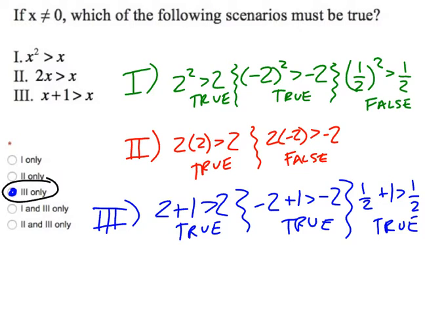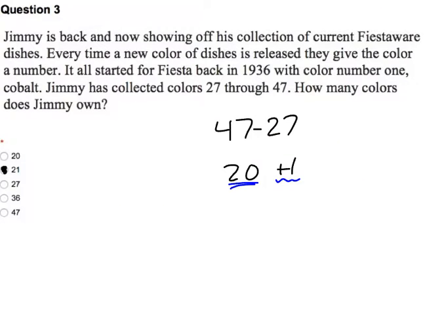I'm going to go ahead and try it anyway and just make sure it works. 2 plus 1 is greater than 2. That works. Negative 2 plus 1 is greater than negative 2. That also works. And the fraction in this case works. A half plus 1 is greater than a half. So by process of elimination, I know that it must be 3 only.